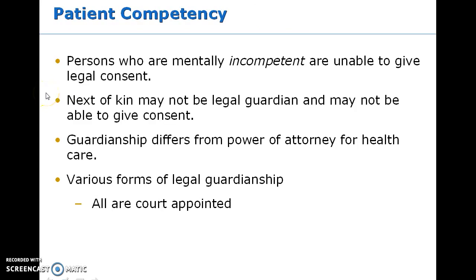Now, I know that we all know that patients who are mentally incompetent cannot give consent. Next of kin may not be a legal guardian and may not be able to give consent. When you go to court, the court appoints the legal guardianship, and there are all different types of appointees that the court can name. So definitely the family member would have to show paperwork or documentation from the court.